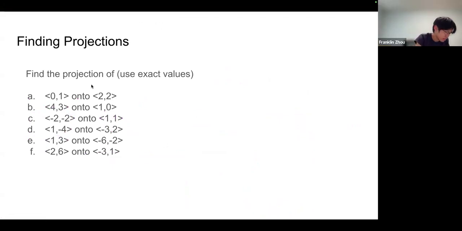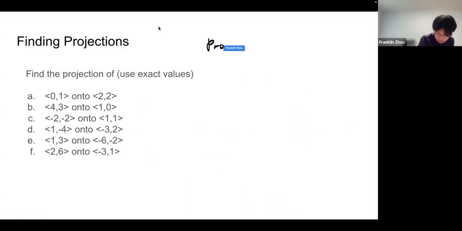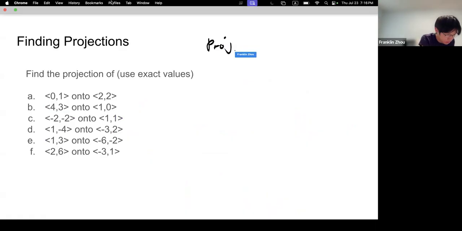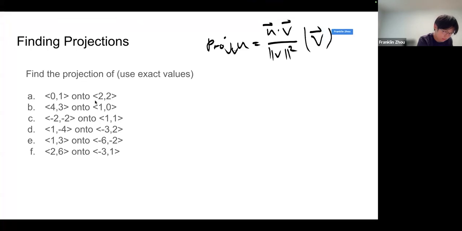Okay, I'm sorry, this is more problem spam, but I'll write the formula here just in case you need it. And if you have any answers, just DM me.